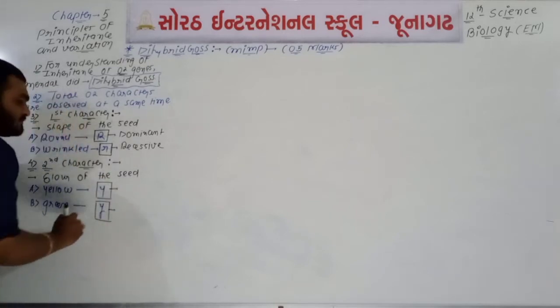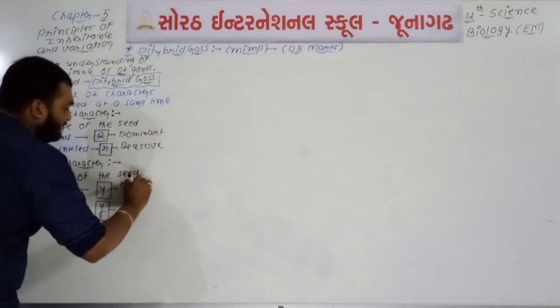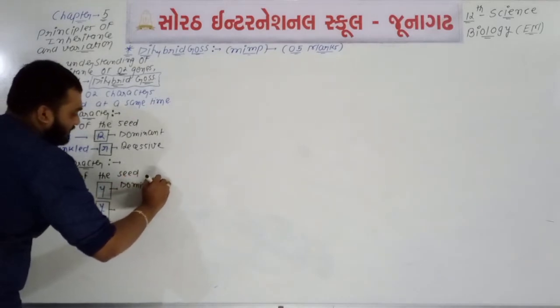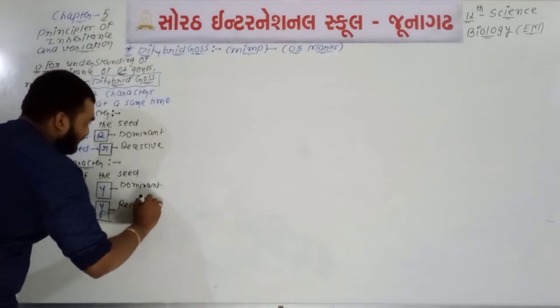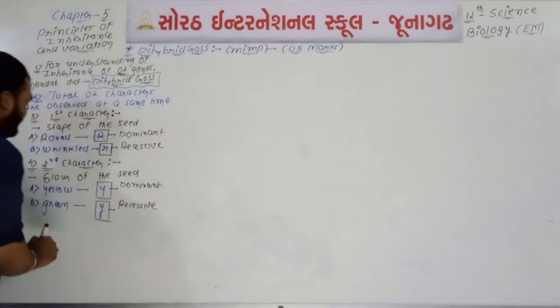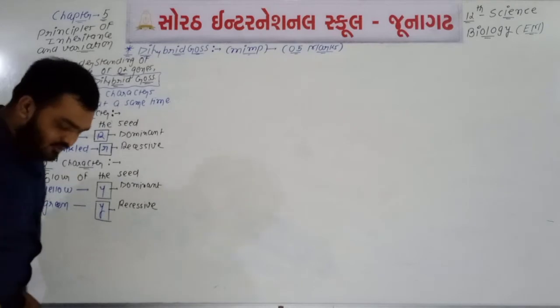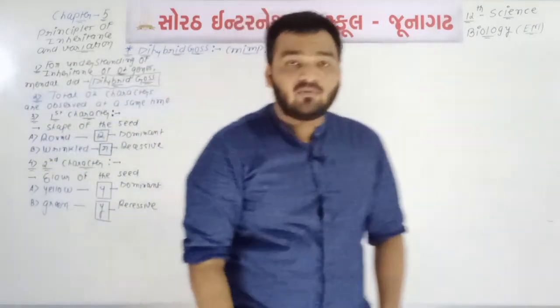So capital Y is dominant, small y is recessive. These are the 4 points.